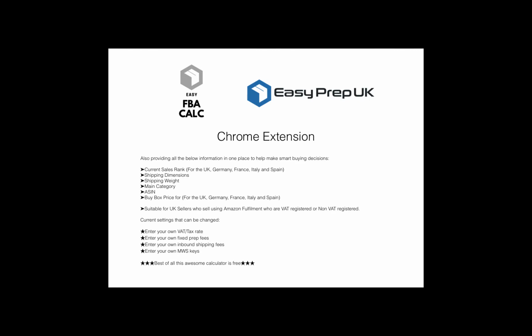It'll also tell you the ASIN of the product, so you can always copy and paste if you're creating a spreadsheet or something like that. It will tell you the buy box price for the UK, Germany, France, Italy and Spain. So if you're looking at a product on Amazon UK, conveniently at the bottom there you can find the buy box price for all the other European countries and also the bestsellers rank there.